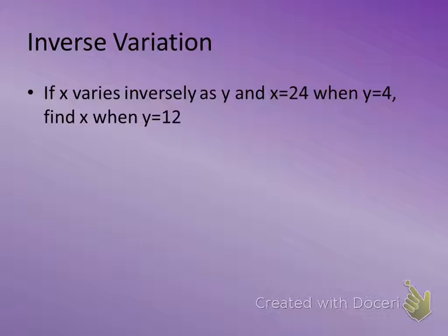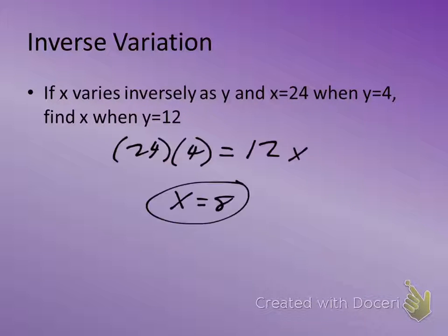So the next one for you guys is x. If x varies inversely as y, and x equals 24 when y equals 4, find x when y equals 12. Hopefully you got 8. 24 times 4 equals 12 times x. 24 times 4 divided by 12 gives you 8.